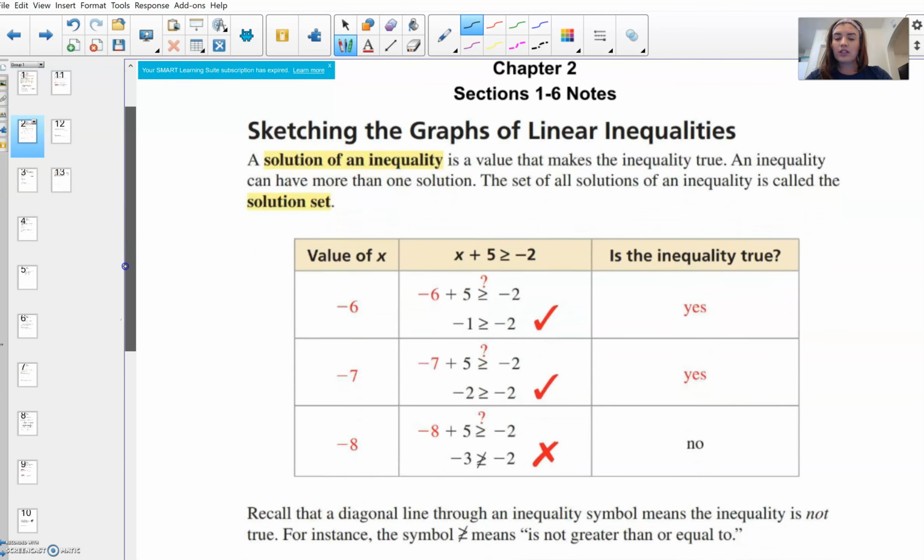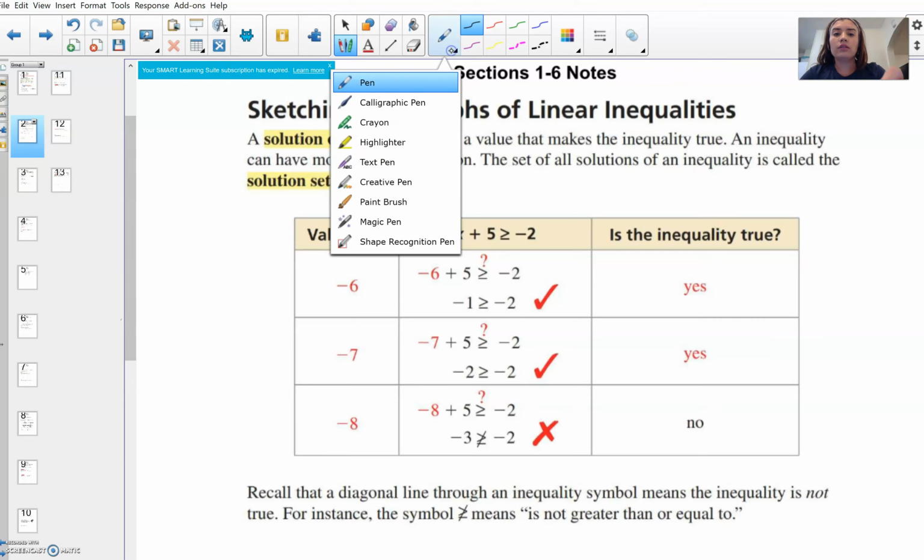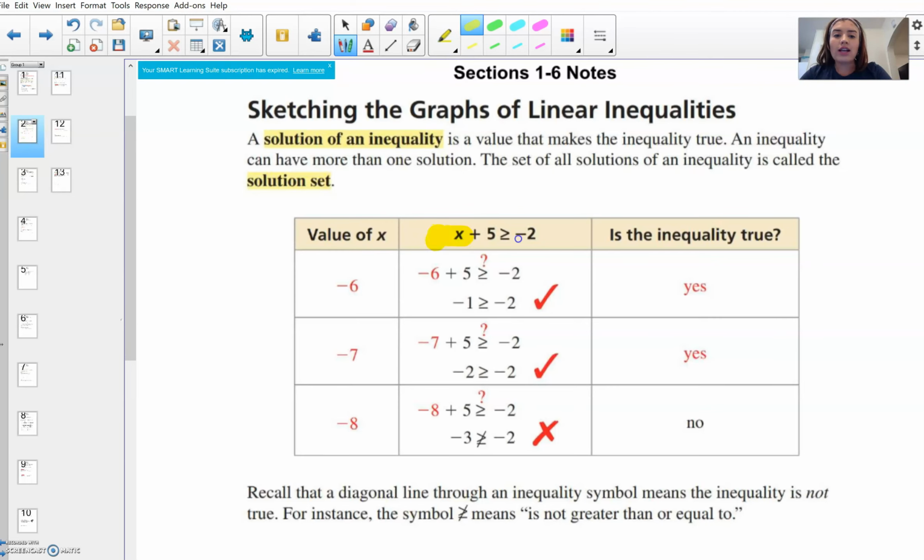So for example 2. A solution of an inequality is a value that makes the inequality true. It can have more than one solution. The set of all solutions of an inequality is called a solution set. So when you get more than one solution, it is considered a solution set. So on our chart, we have our expression, which is x plus 5 is greater than or equal to negative 2. Okay, so that's the expression we're always going to check.